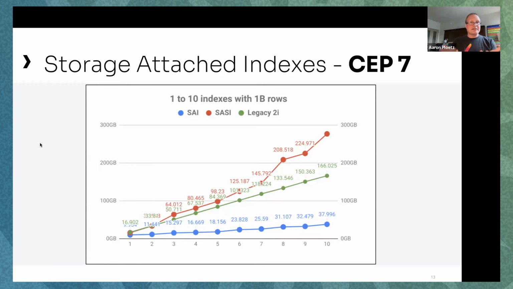Here's a layout, or an image, that's actually from the CEP out there that just basically shows some testing comparisons done with a billion rows, building out 1 to 10 indexes, using the legacy secondary indexes, SASI indexes, as well as storage attached indexes, and you can see the storage footprint for SAI is significantly lower than the ones that we already have out there.